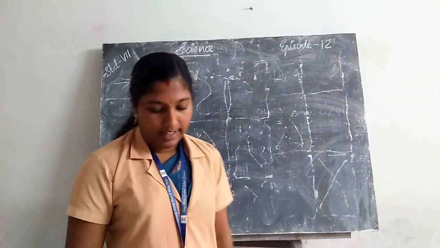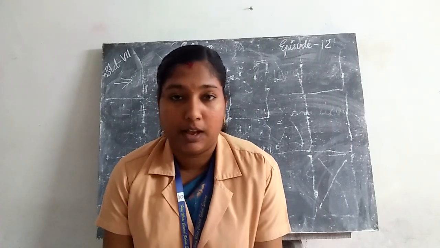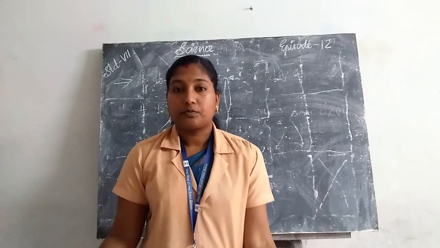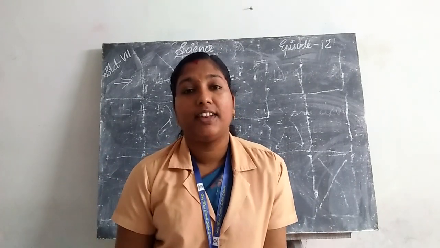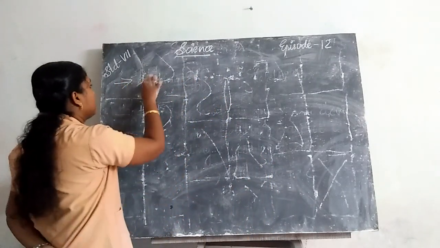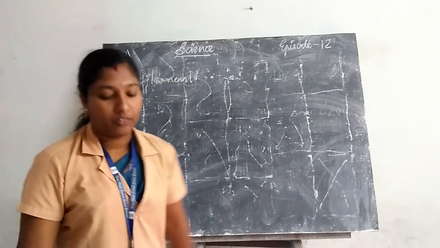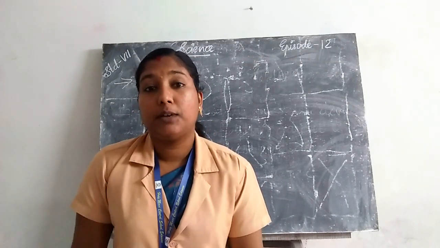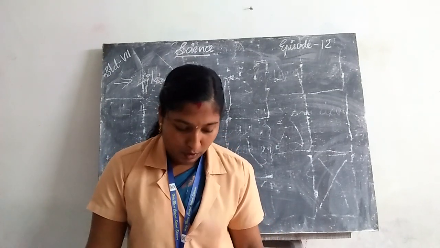Next, we know the electric bulb, the incandescent bulb. Inside the electric bulb, there is a thin wire. That wire is called the filament of the bulb. That glowing filament will help the bulb to glow.